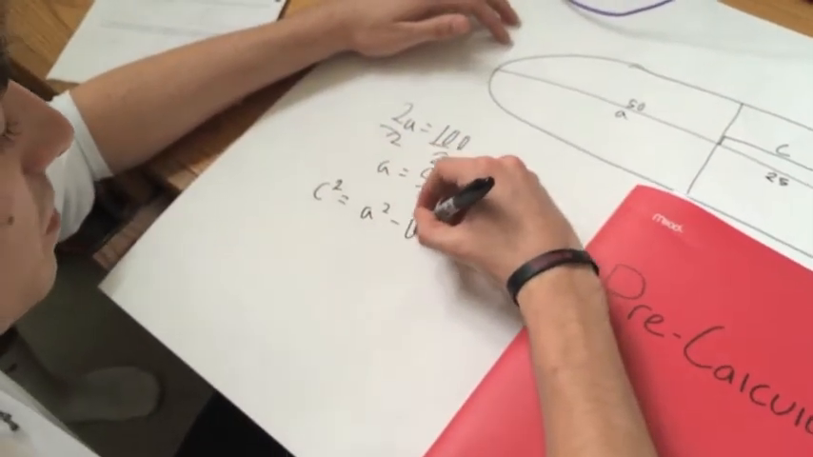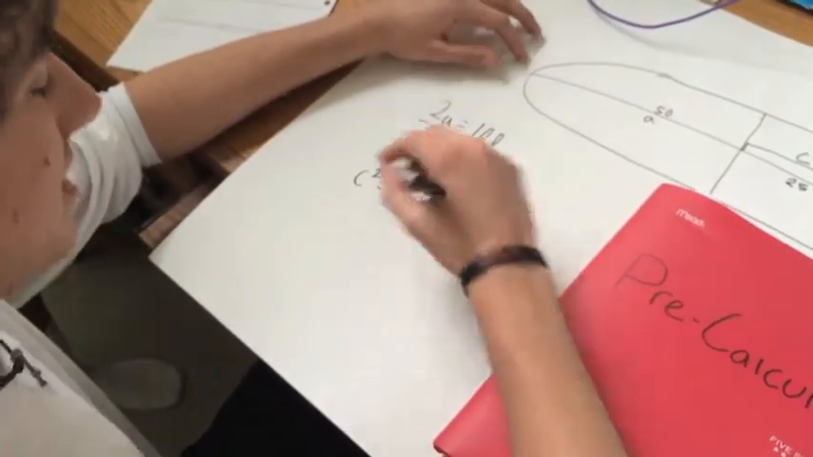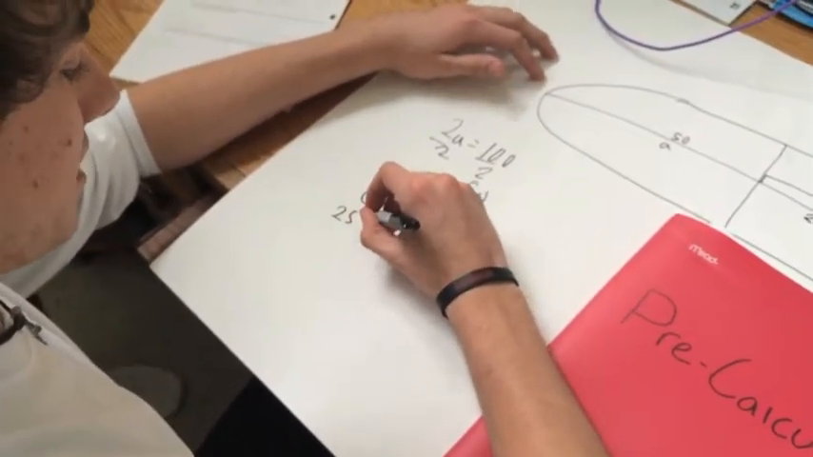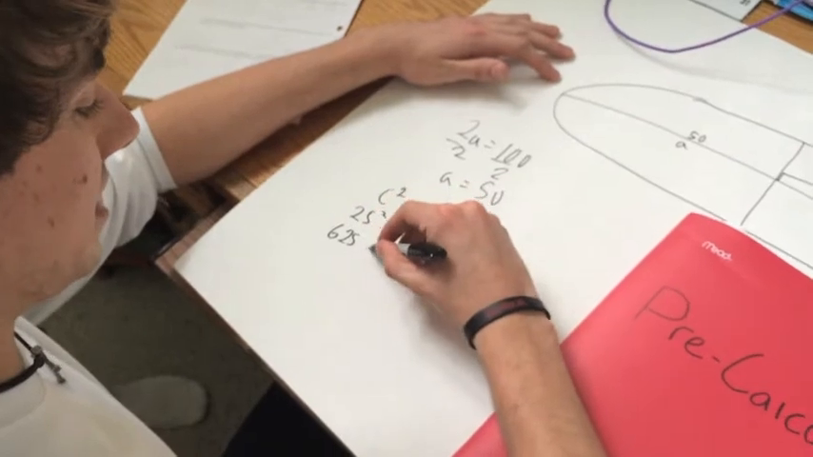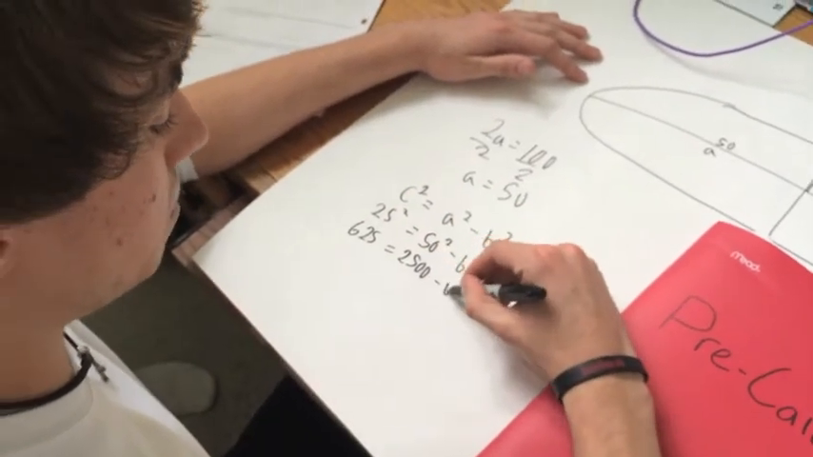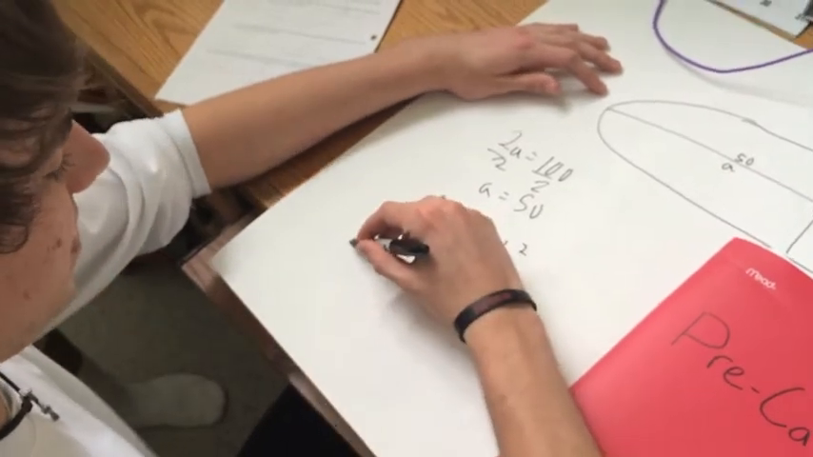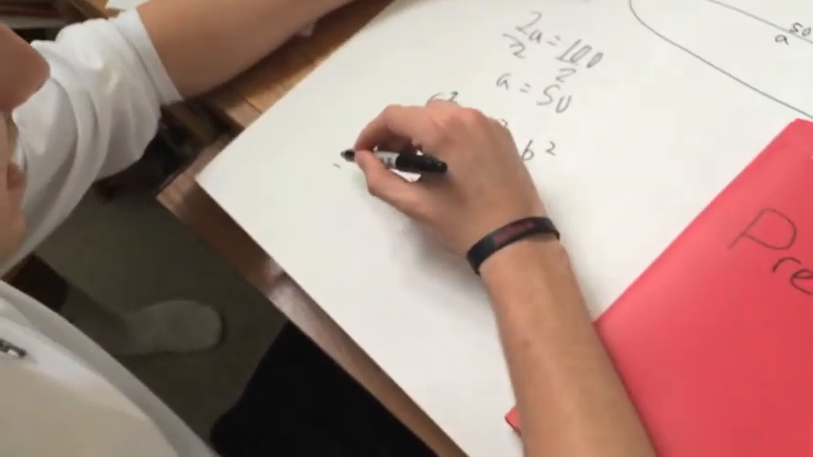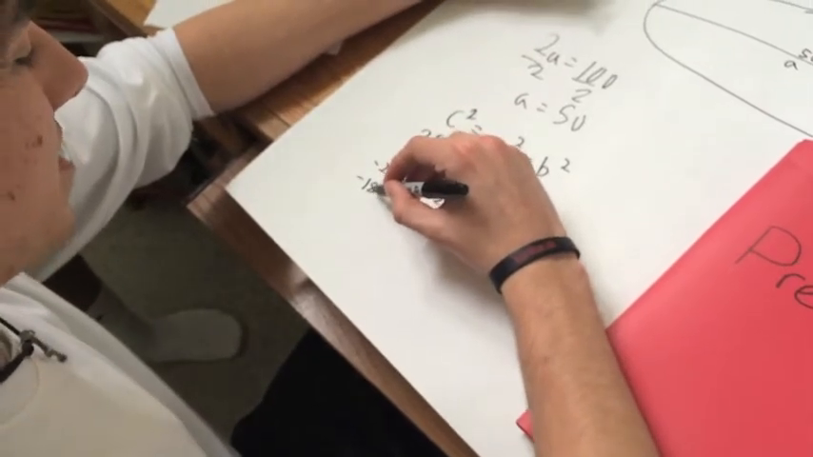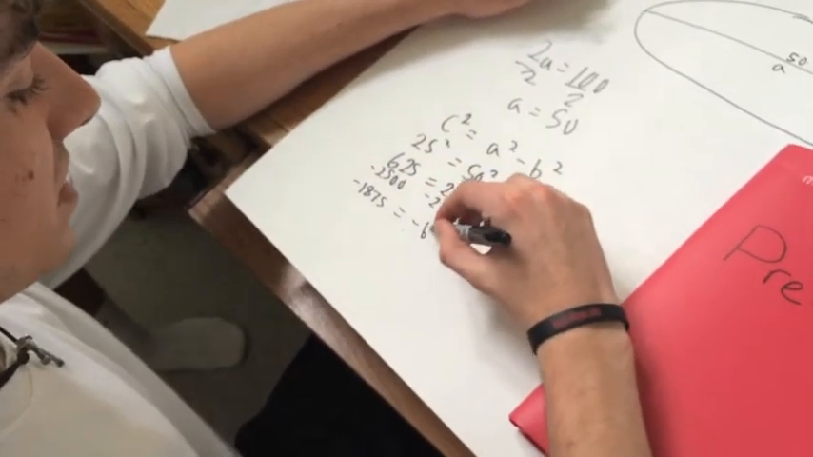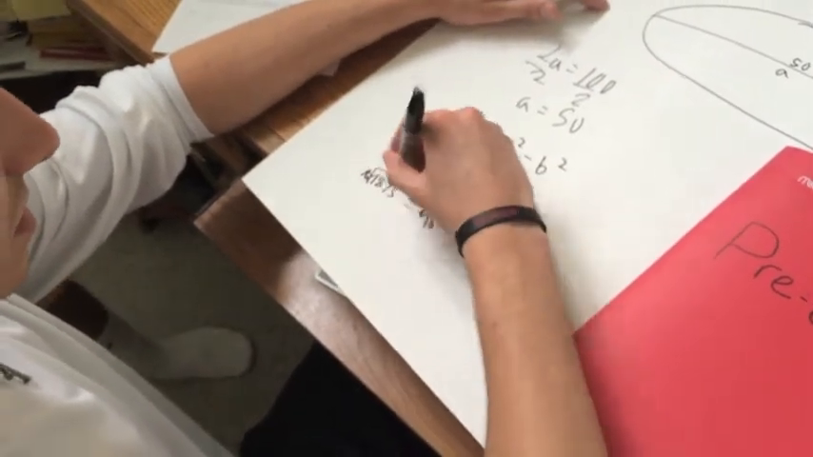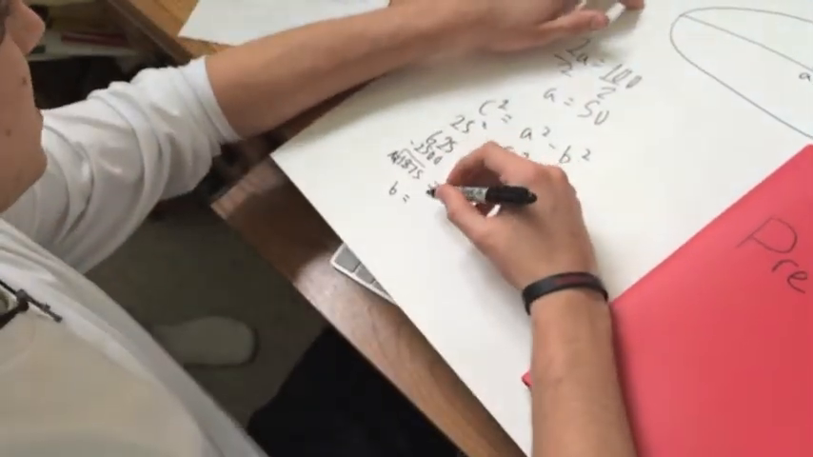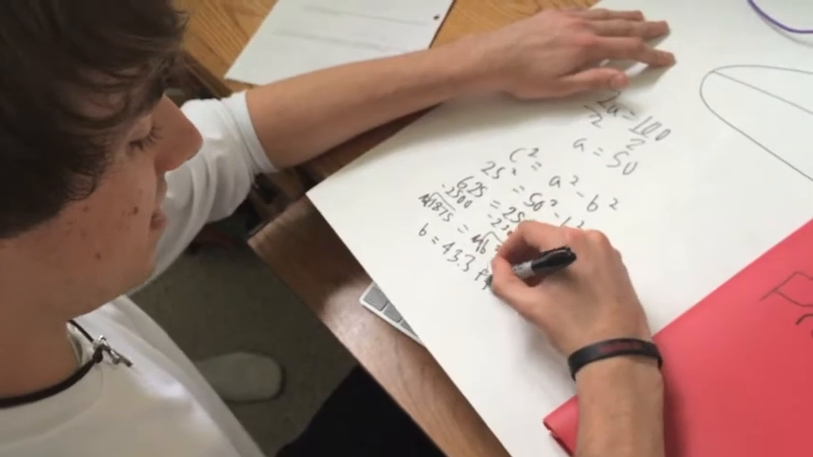So to find b, or the height of the ceiling, we use the equation c squared equals a squared minus b squared. Now we just plug and solve. c, or 25 squared, equals 50 squared minus b squared. Or in other words, 625 equals 2,500 minus b squared. Subtract 2,500, and you get negative 1,875 equals negative b squared. You can take away both the negatives because they're the same on each side, and find the square root of both, and you end up with b equals 43.3 feet, or the height of your ellipse.